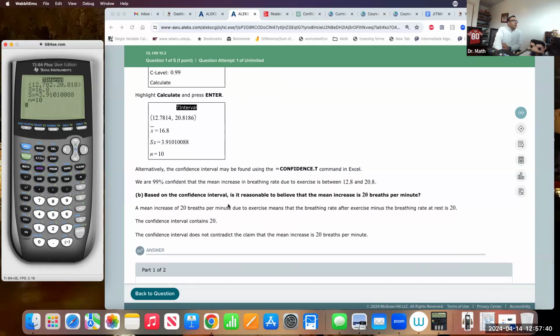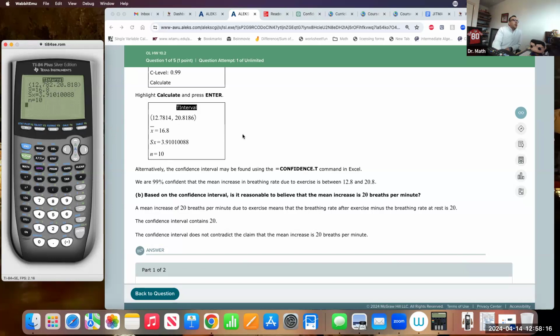So the next question they asked is based on the confidence interval. So now make sure we understand this. Is it reasonable to believe that the mean increase is 20 breaths per minute? All right. So what we're looking for here is whatever number they give you, you're going to ask yourself, is that 20 within these two values? And 20, yeah, 20 is at the higher end, but it is between these two values. All right. So make sure you write that down. So this confidence interval does contain 20.